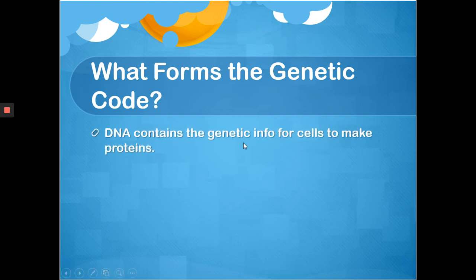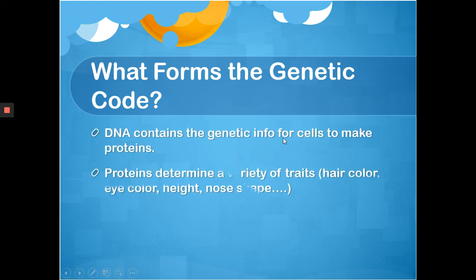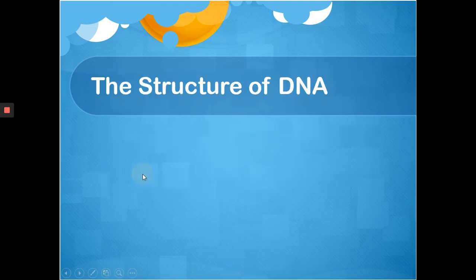Like we just talked about, the DNA contains the genetic info for the cells to make a protein. And again, it's these proteins that create our phenotypes, or physical characteristics. Hair color, eye color, nose shape, height, attached earlobes, hitchhiker's thumb. These are all traits that are physical and are determined by the protein that is made from our DNA.